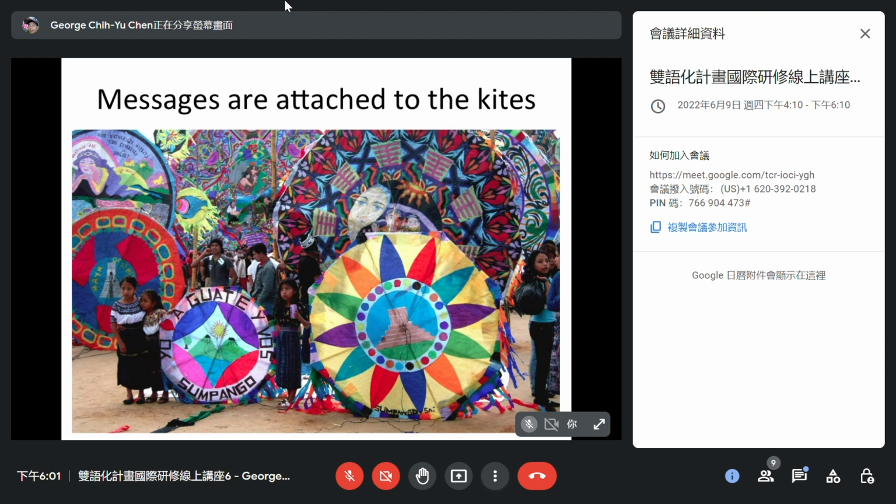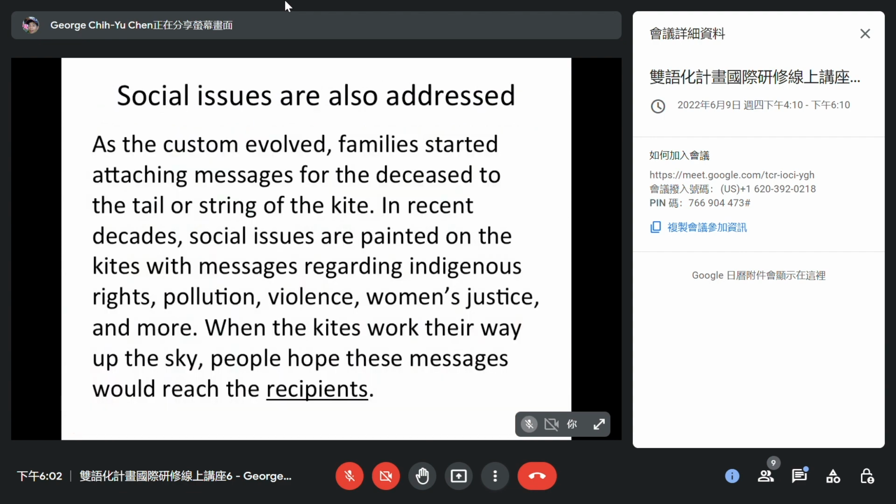Nowadays, many people incorporate social issues into the design of these kites. And social issues such as pollution, women's rights, and the environmental protection. And these become themes or motifs when you see these different kites. So social issues are also addressed. Addressed here means mention, 提出一些社会的问题.